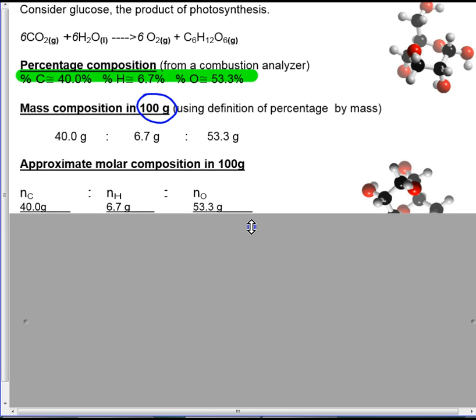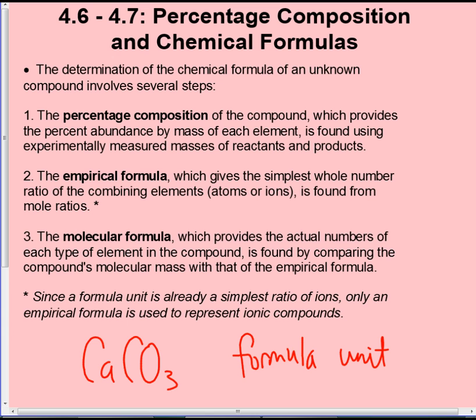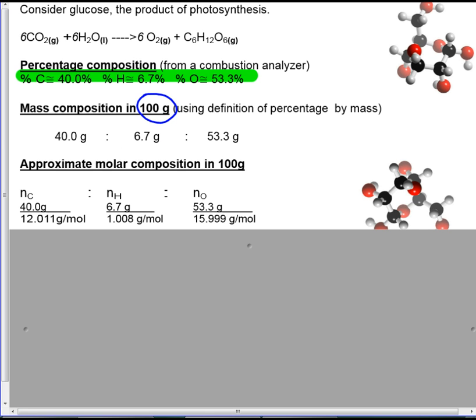So what we're going to be looking at here is the calculation of the moles of each of the elements, and we're going to be comparing them in a ratio. We want to determine in this process, after percentage composition, which is step 1, the empirical formula, which will give us the simplest whole number ratio of the elements. And now this is a ratio of moles that we're really after. We've determined a ratio of mass. We've looked at the combustion analyzer data. We've found the ratio by mass.